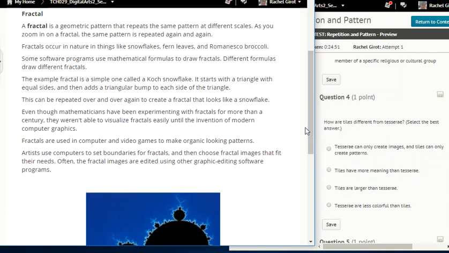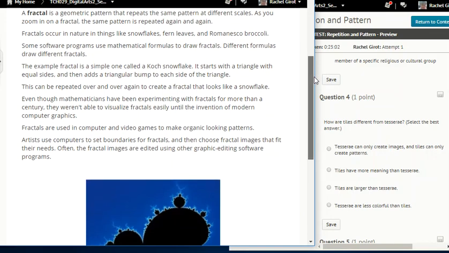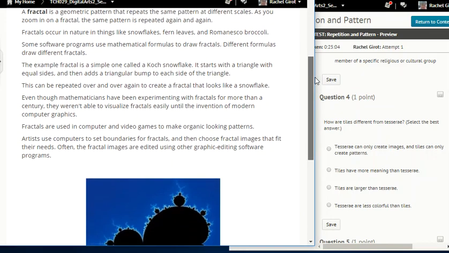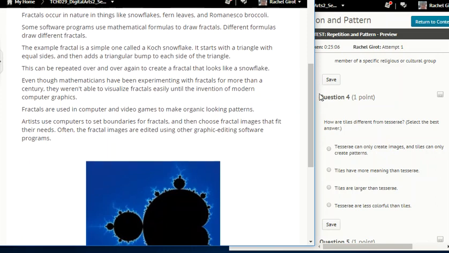Fractal. A fractal is a geometric pattern that repeats the same pattern at different scales. As you zoom in on a fractal, the same pattern is repeated again and again. Fractals occur in nature in things like snowflakes, fern leaves, and Romanesco broccoli.